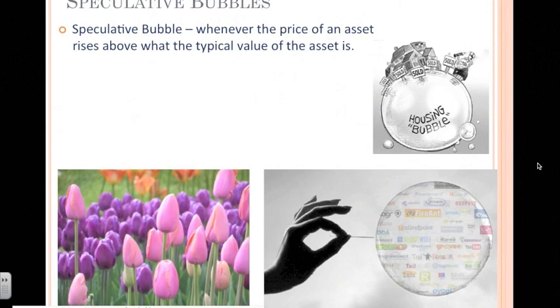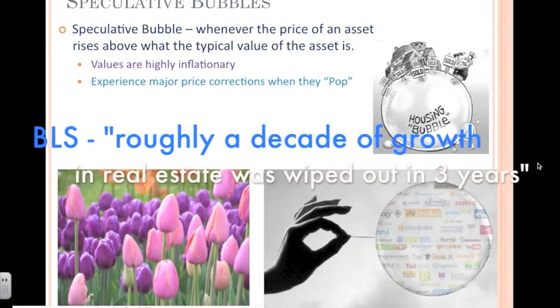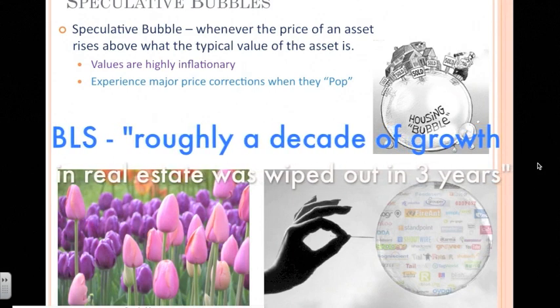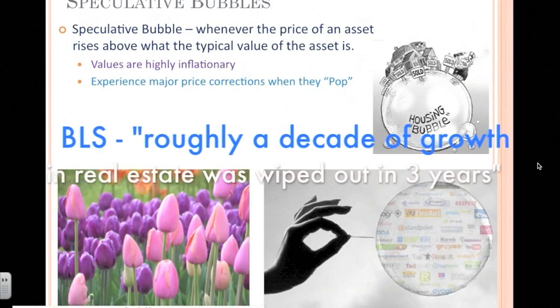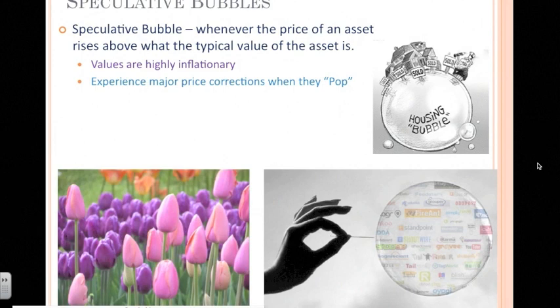So I want to look at a couple more characteristics of speculative bubbles. All right, here we go. So number one, values are highly inflationary. They are well beyond what we typically see for that particular asset. When the asset, quote unquote, pops, metaphorically speaking, then we see major price corrections. This is the downside of the speculative bubble, of course. And certainly if you were one of the people that speculated real estate prices would continue to rise at a rate of 82% or in some regions 200%, well then you are left holding the bag after you purchased these assets at a very, very high price.